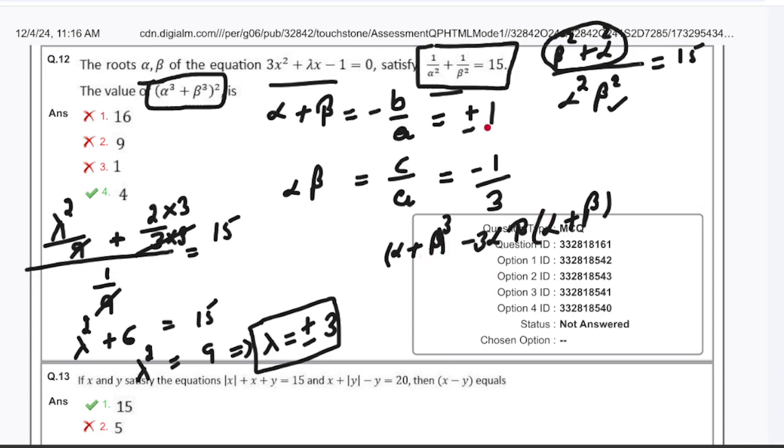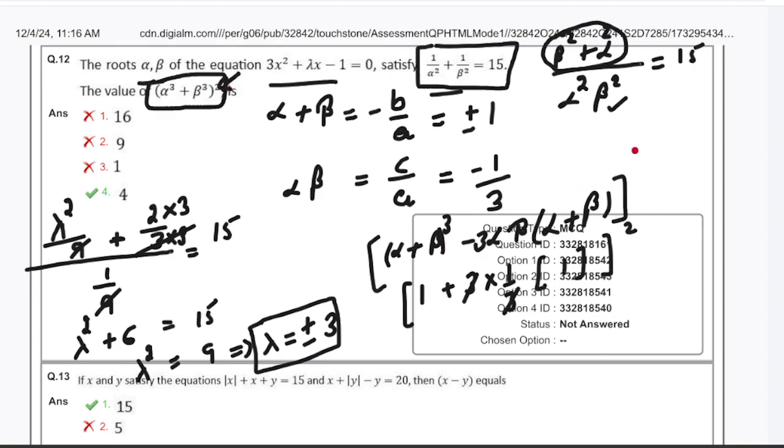Now if I take alpha plus beta as plus 1, that is 1 cube minus 3 into minus 1 by 3, that is 1 plus 3 into 1 by 3, that will get cancelled, into alpha plus beta, which we have taken as plus 1 right now, and we have to take a square of this, as we have the square here.